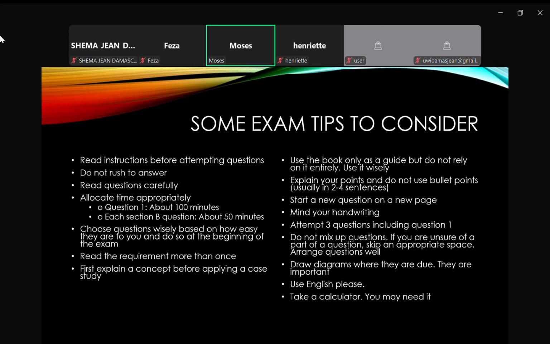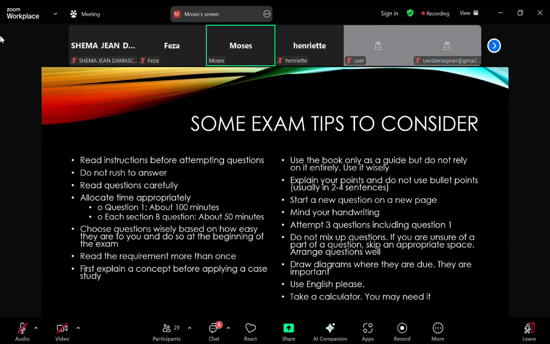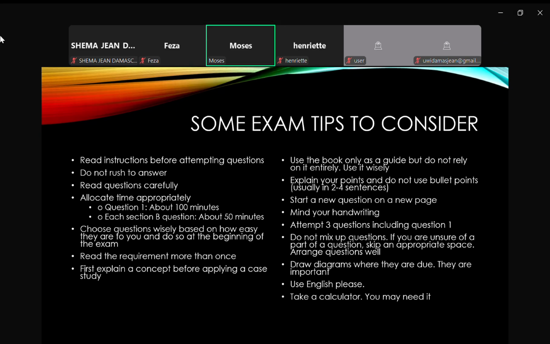I'm going to combine that with the recommendation to draw diagrams where they are due. If you see a diagram in your textbook, draw it when you are explaining that concept before you start answering.